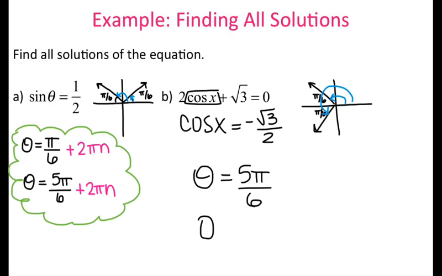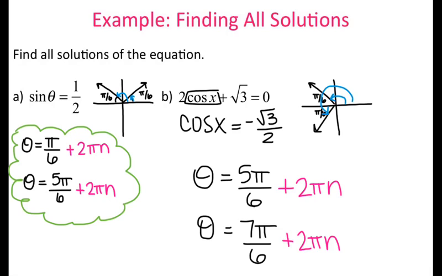And your second angle measurement is pi over 6 past pi. So that's going to be 7 pi over 6. And then don't forget to add your 2 pi n so we can account for all of the solutions. And there you go. Equation solved.